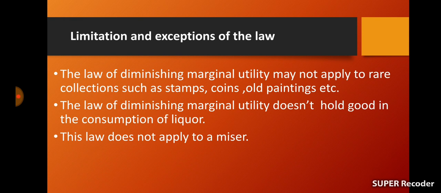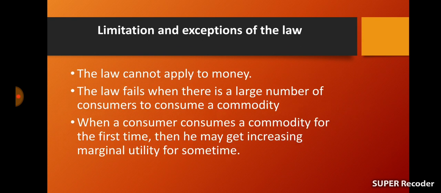And the second exception or limitation is that the law of diminishing marginal utility doesn't hold good in the consumption of liquor, and it is not applicable in the case of a miser, as he is so reluctant to spend money. And the law cannot apply to money, as human beings are crazy or greedy to have money. We won't be able to say that marginal utility goes on diminishing in the case of money.